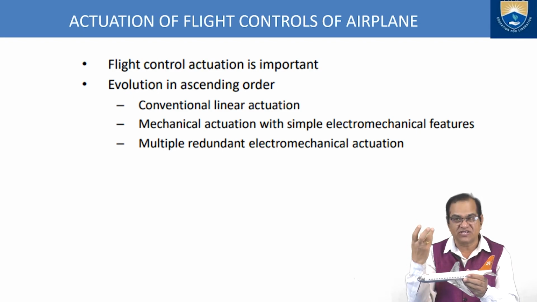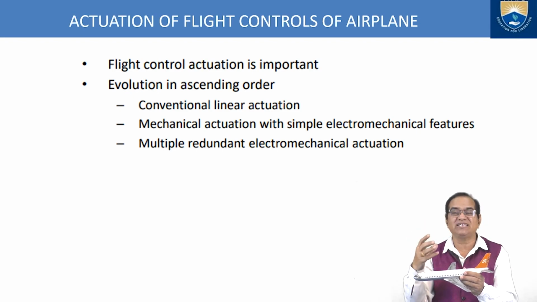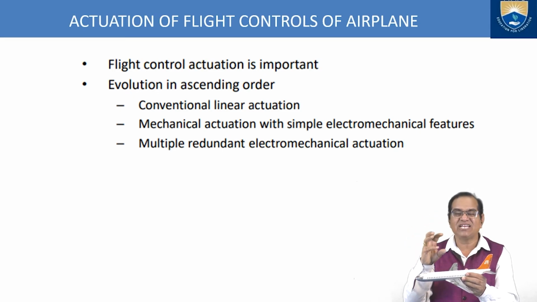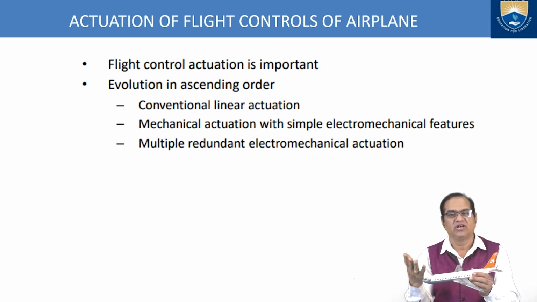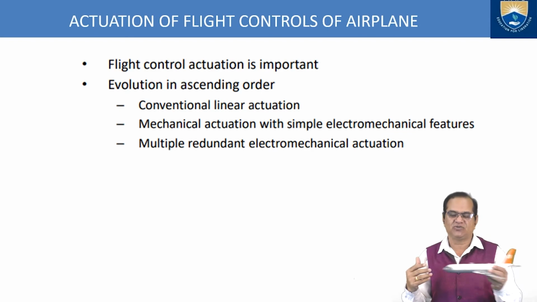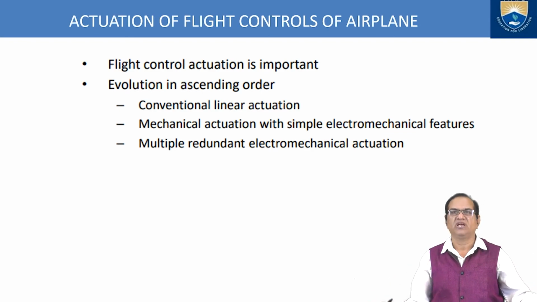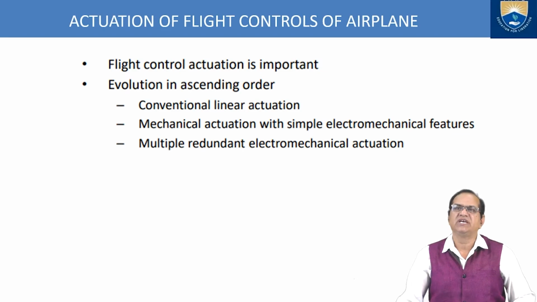We need some system. That system is known as the actuator system. That actuator system will give the motion of every control. So that is the purpose of any actuation systems. So here we have the flight control actuation is very important.